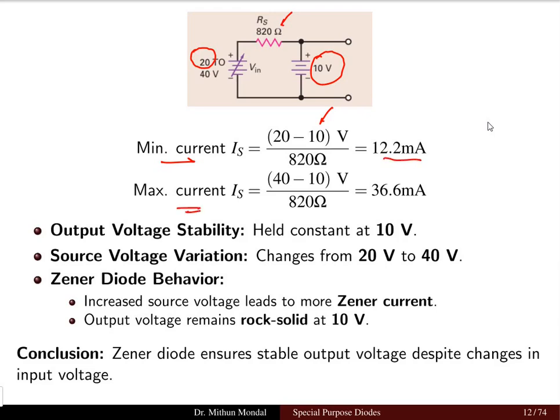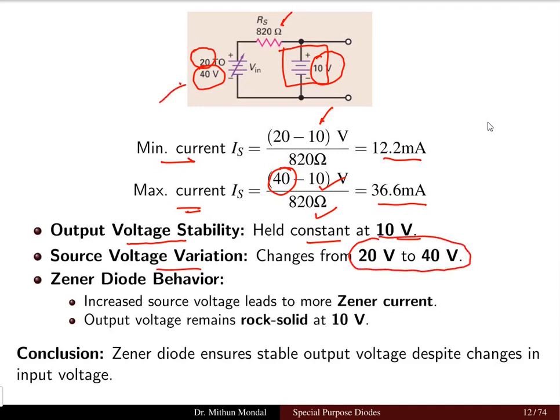Whereas for the maximum current, we have to take the maximum voltage of the source. The Zener voltage is constant 10 and the Zener resistance is also constant. So we get 36.6 milliampere. This indicates output voltage stability, which is held constant at 10 volt. So here you have the output voltage, which is 10 volt constant. Source voltage is fluctuating from 20 volt to 40 volt, which is the input source. And the Zener diode behavior is that increased source voltage leads to more Zener current. So when we change the voltage from 20 to 40 volt, the current changes from 12.2 milliampere to 36.6 milliampere.